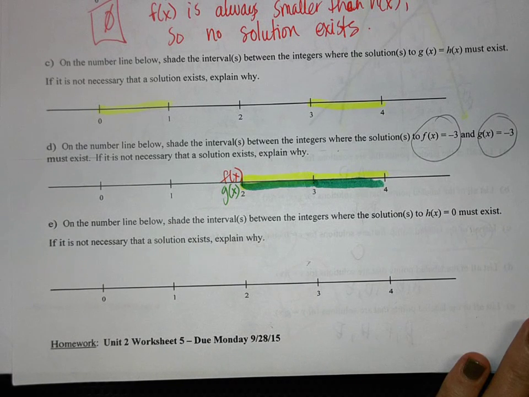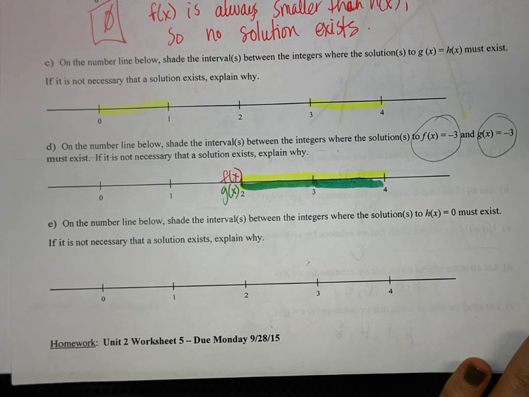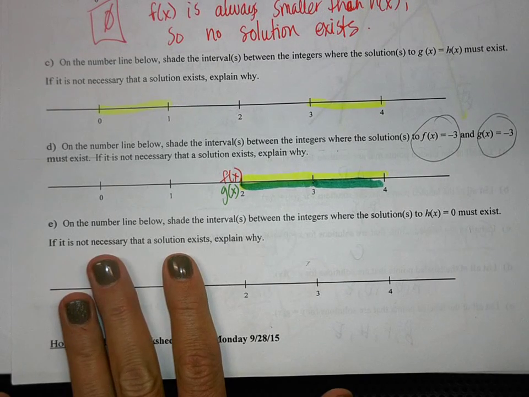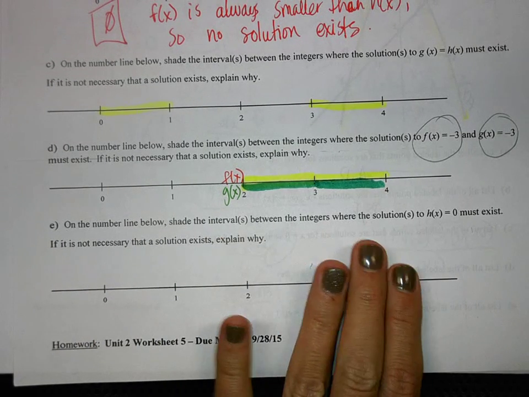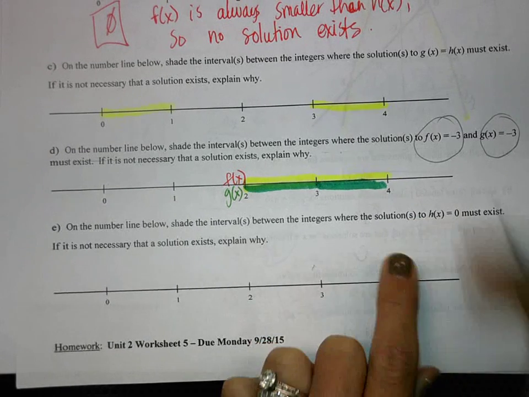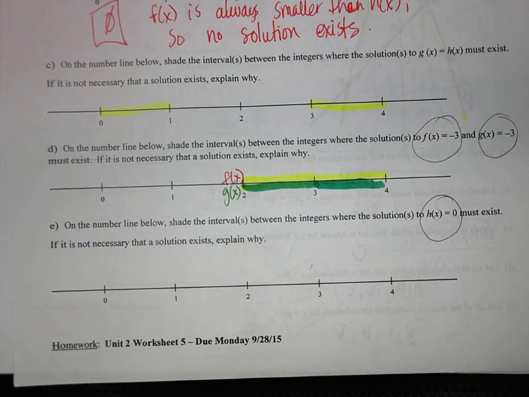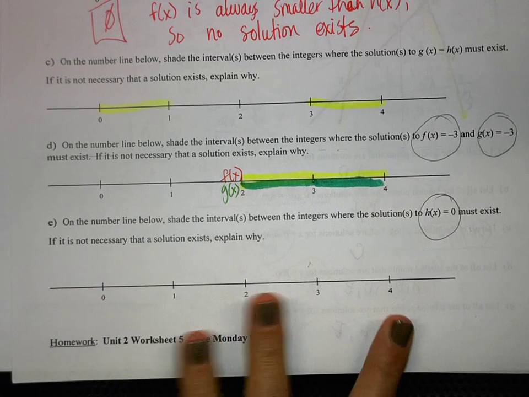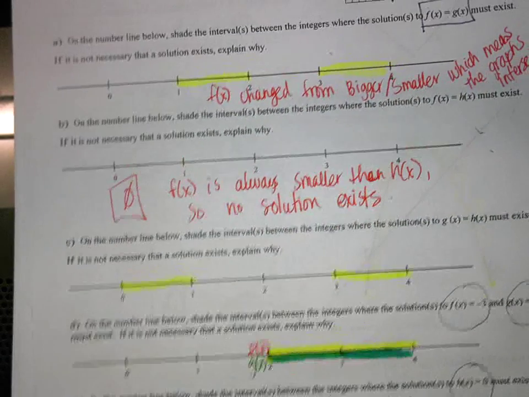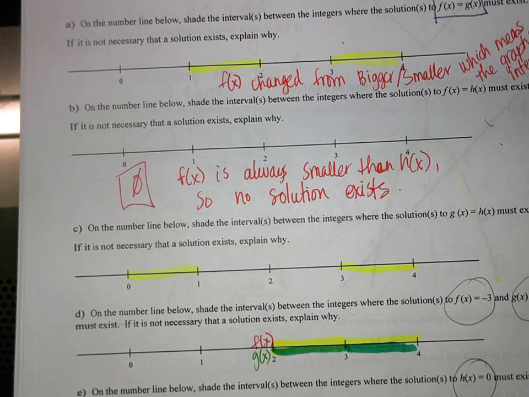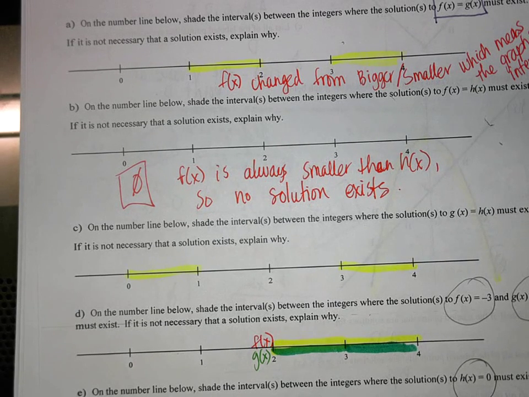All right, questions? Okay, the last one. It says on the number line below, shade the intervals between the integers where the solutions to h of x equals 0 must exist. So this is the same as the last D example, but we're looking at when will h of x equal 0. So you're going to be just looking at your h of x and looking at the numbers to see when it would hit 0. So I'll give you a little bit of time to try it on your own first.